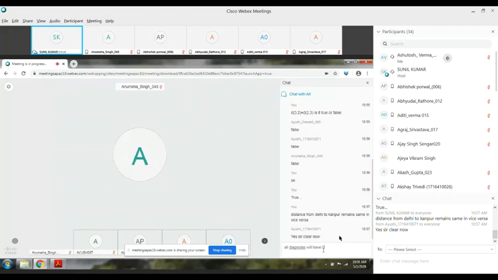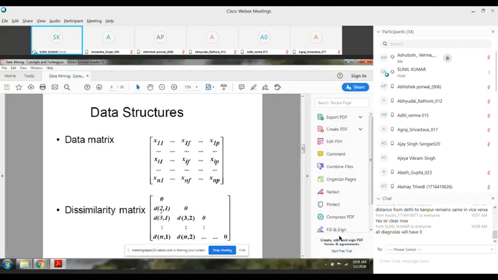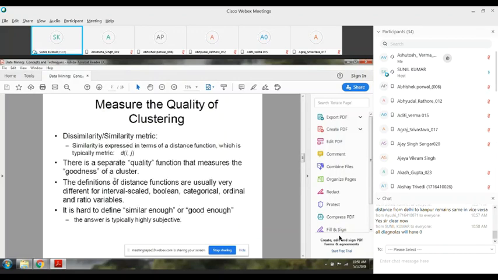One more thing, very good. So please pay attention: we are calculating D21 and we are not calculating D12 because they both will be the same. Fine.